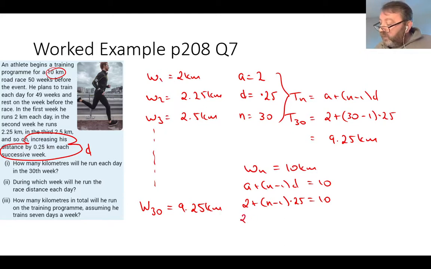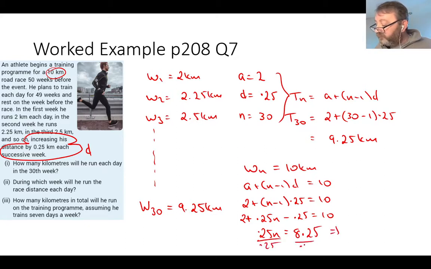So 2, multiply both of these by 0.25, plus 0.25N minus 0.25 equals 10. So 2 minus 0.25 is 1.75, and 10 minus 1.75 is 8.25. So we get 0.25N is equal to 8.25. And if I divide both sides by 0.25, that will reveal the value of N, as 8.25 divided by 0.25 comes out as being 33. So in 33 weeks, he's going to be up to 10 kilometers.